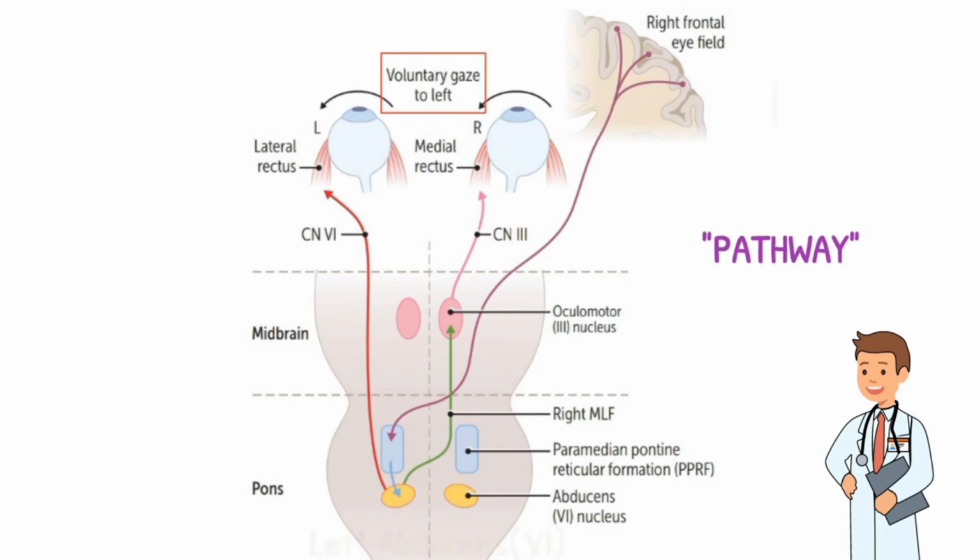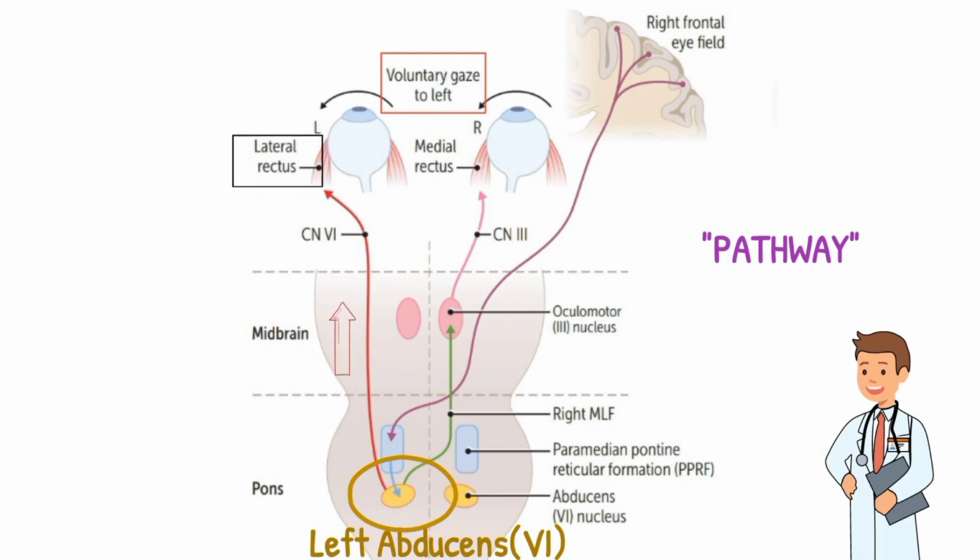When a person intends to see left, the nucleus of the abducens nerve of the left side starts firing, which carries impulses through the abducens nerve to the left lateral rectus. The contraction of the left lateral rectus moves the eye to the left side.